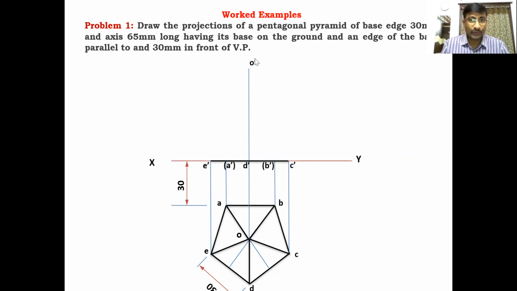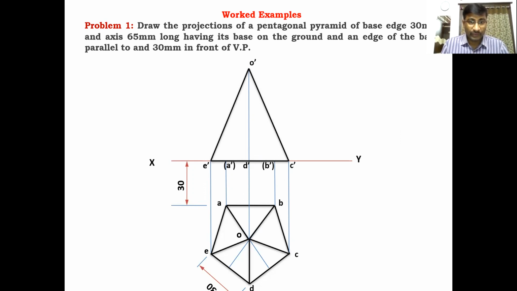O dash is the apex point on the center line, which is coming from the O. This O dash must be at a distance of 65 mm, because the axis length is 65 mm given. From the XY line, you have to draw the center line up to 65 mm. At that 65 mm, locate the O dash point and join that O dash point with outer points first, E dash, O dash, and C dash, O dash. These are the slant edges for the pyramid.